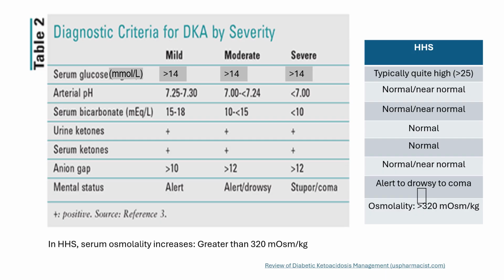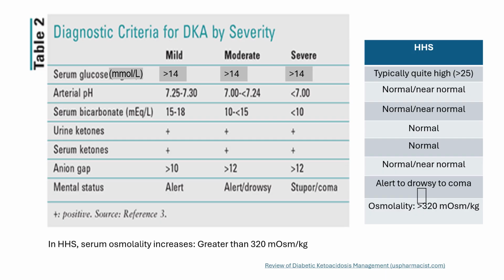So in HHS, the plasma glucose can be quite high. And I put greater than 25, but I've seen as high as 90, 100, 108.2 is actually the highest I've ever seen. And that was HHS. So they can have quite remarkably high glucose levels without decompensating in HHS. It's typically reserved for people with type 2 diabetes, this HHS state.